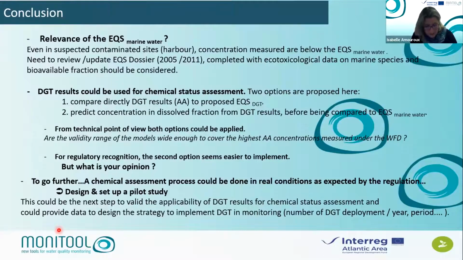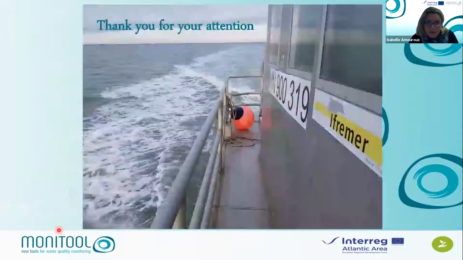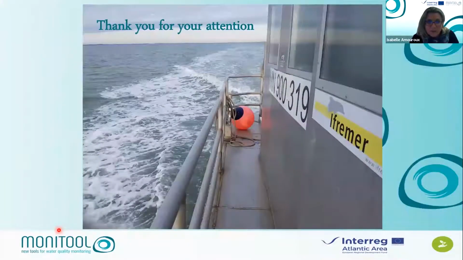And finally, to go further, we could propose to carry out a chemical assessment process in real conditions as expected by the regulation. A pilot study could be set up. It could be the next step to validate the applicability of DGT results for chemical status assessment, and could provide necessary data to design the strategy to implement DGT in monitoring. I have finished my presentation. Thank you very much for your attention.